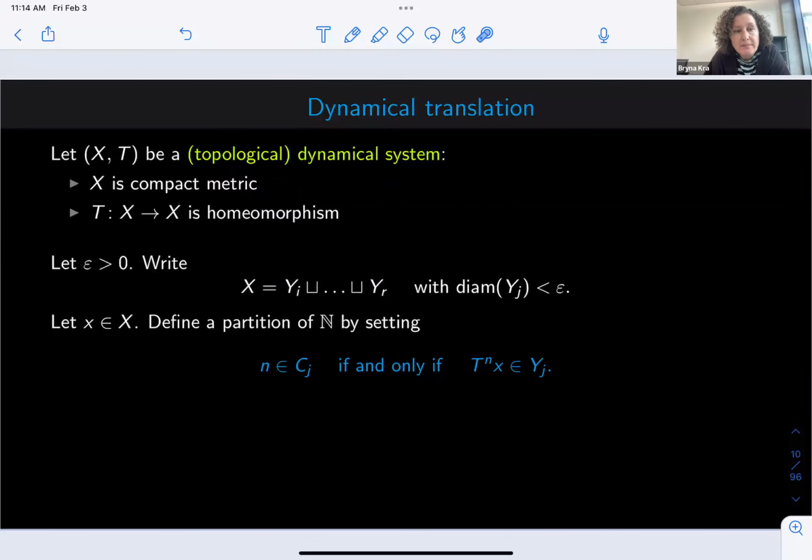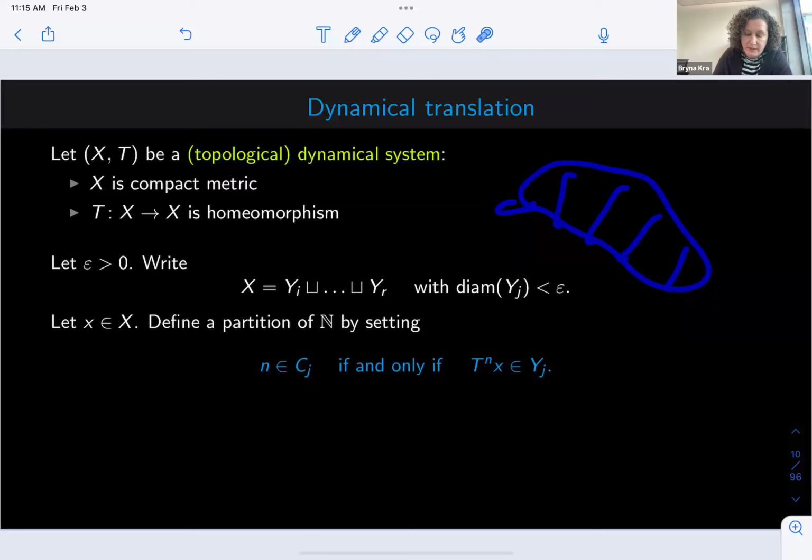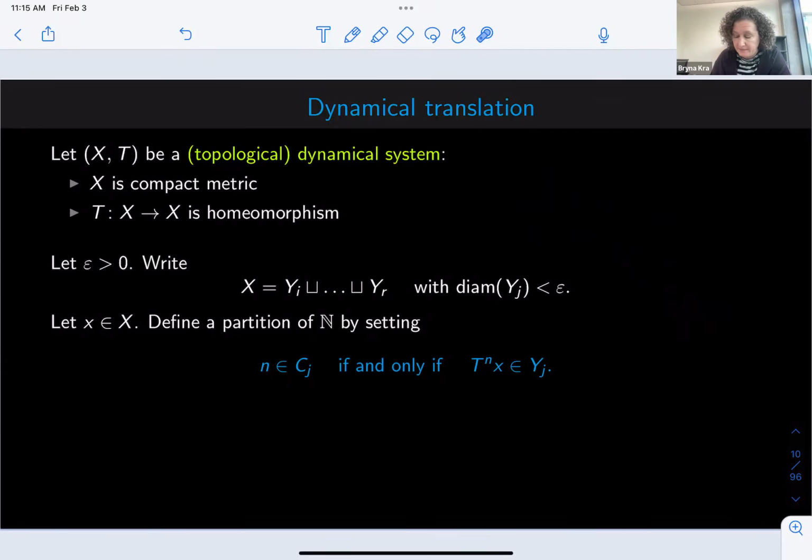Now, if you take some X in my space, I'm going to tell you how to get a partition, or coloring, over in the integers. I'll say that N is in C_j if and only if, when I iterate the point I fixed, X, N times, it lands in the jth piece of my partition. So you're taking some point and following its orbit around the space. Here is my space chopped up into the pieces Y1 up to YR. Now I take some point and just follow it along and see where it goes, and you color it by which piece it landed in.